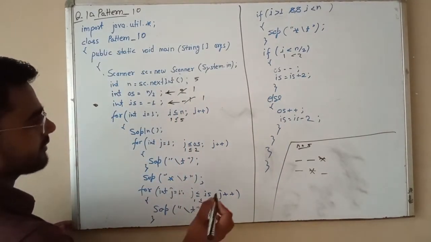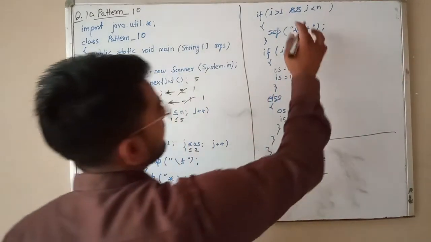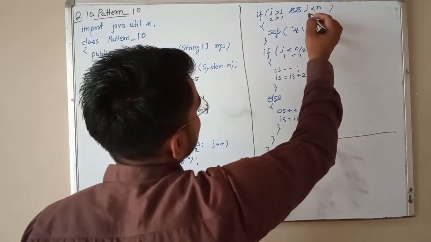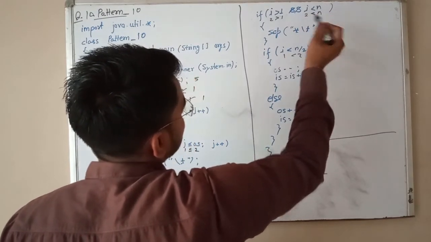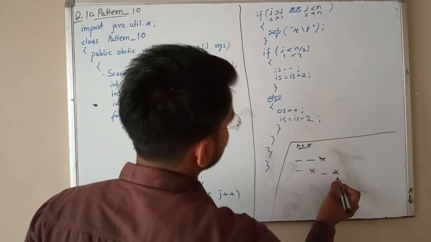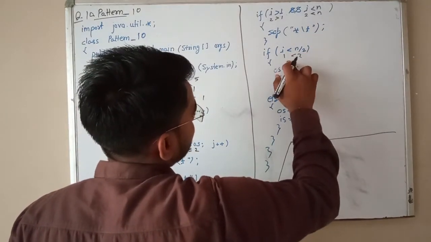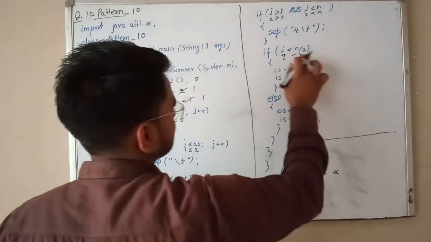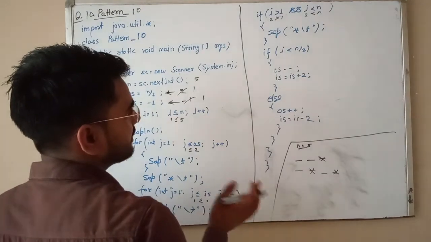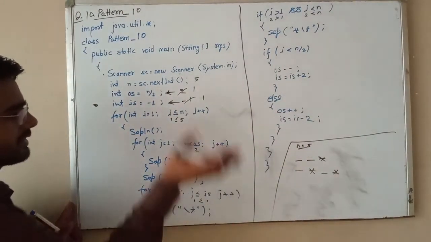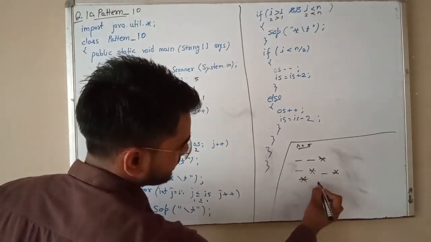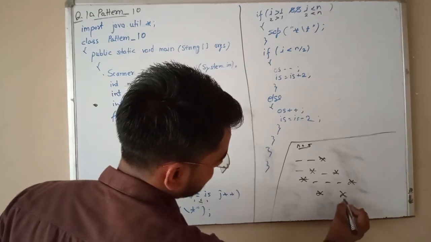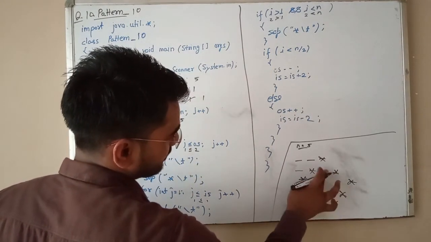After this, i value is 2, greater than 1, condition satisfied. i value 2 is less than n, condition satisfied. Print star. After this, if i value 2 is less than or equal to 2, then the loop runs one by one. Then again print star, space, print star, and again print star. So I remove this.